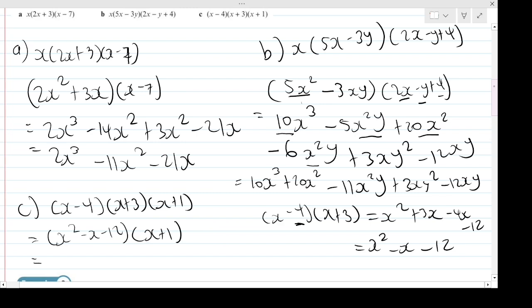Okay, and then we can do the same sort of strategy, right? So firstly, x squared times x, which would be x cubed, and then x squared times 1 would be x squared, so plus x squared. Then the next part, minus x times x is minus x squared. And then minus x times 1 would be minus x. And then lastly, minus 12 times x is minus 12x, and minus 12 times 1 is minus 12. And we can simplify this.